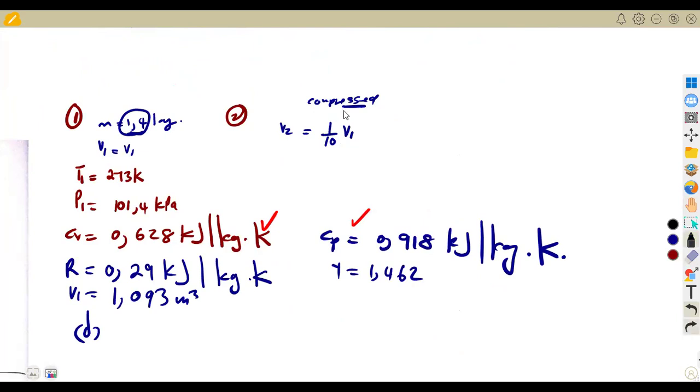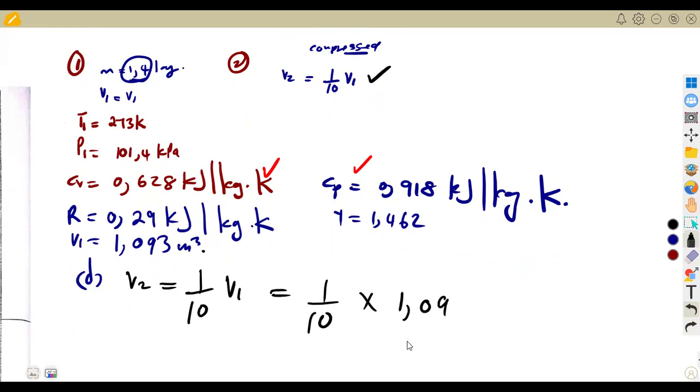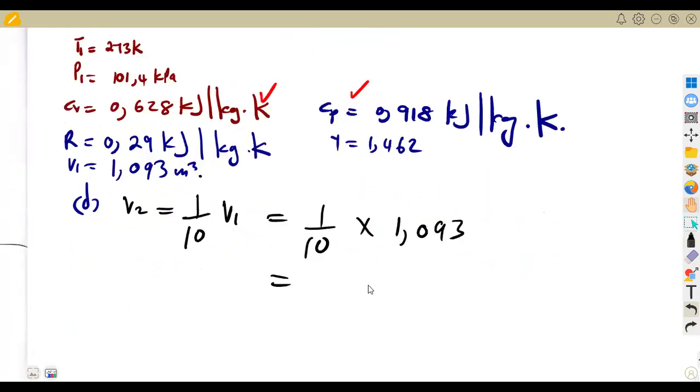Oh, guys, this is a ratio. Why do we think of the formula? There is a ratio there. Let us just use the ratio. V2 is 1/10 of V1, which is straightforward. We are already given that. So that's 1 over 10 times V1, 1.093. Since it is a compression, we are going to have a lesser volume. Remember, the volume decreases under compression.